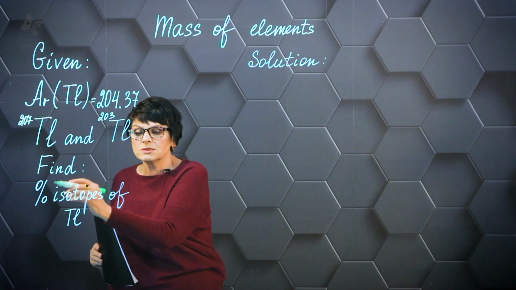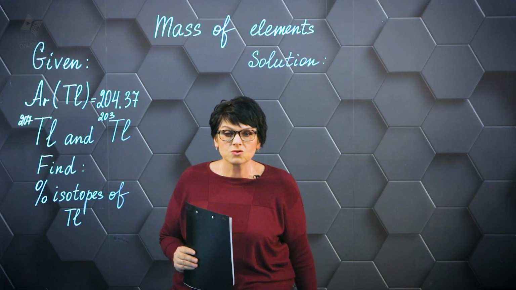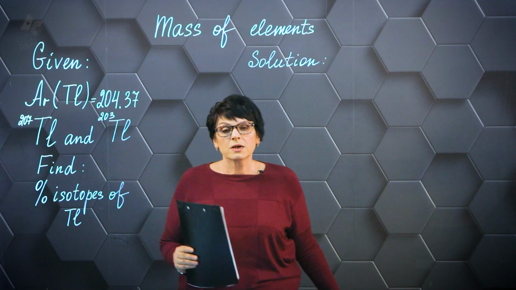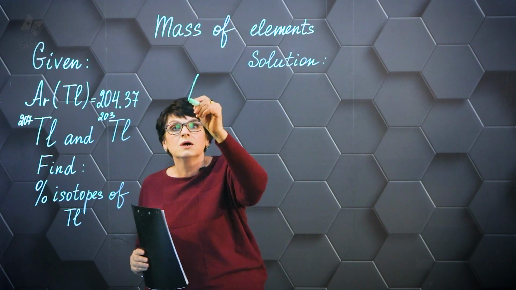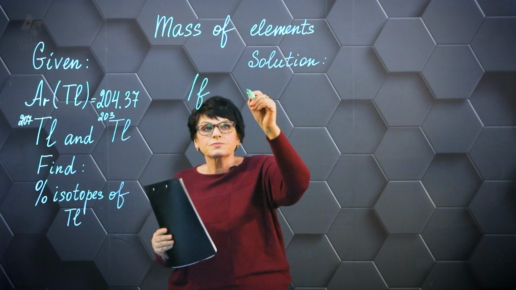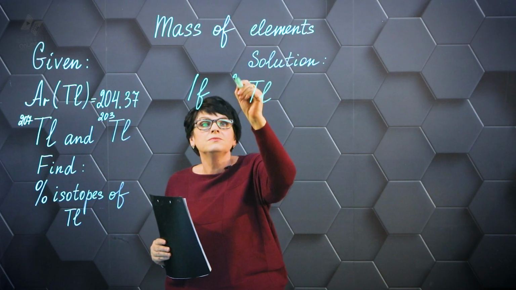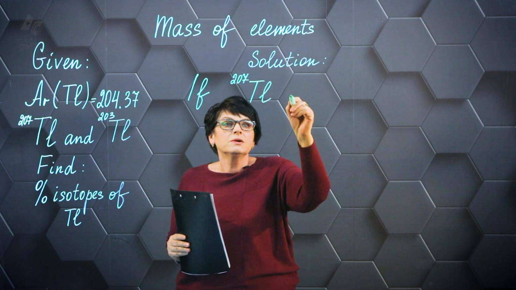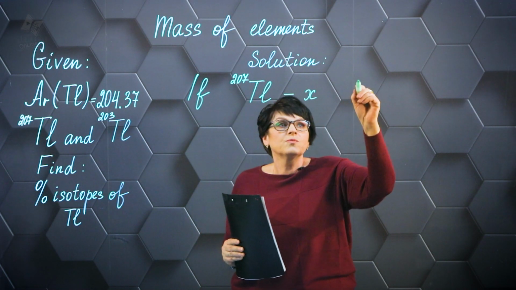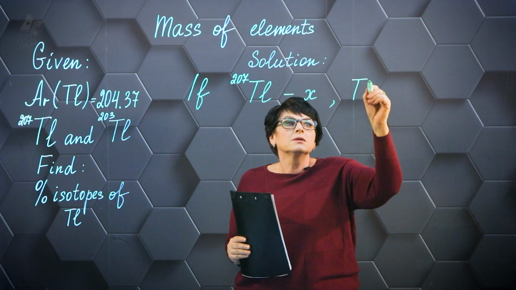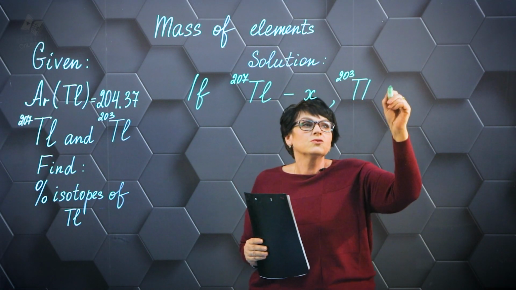For this we have a question. To calculate the percentage composition of each of the isotopes of the element thallium, how do we solve such a problem? To do this we need to introduce an unknown. Let's say the content of the thallium isotope 207 is X. And then the isotope of thallium with a mass of 203, let's take it as 1 minus X.